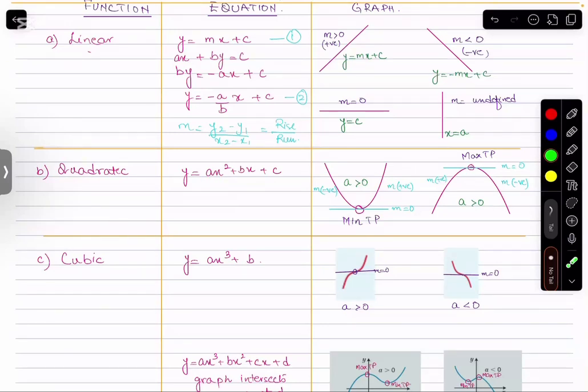Then just by looking at the equation very quickly, you should know that the curve that forms will have a minimum turning point. This is the curve which concaves up. This is how it should be. When the curve forms like this, this point is called your minimum point, your stationary point, or the vertex of the curve.